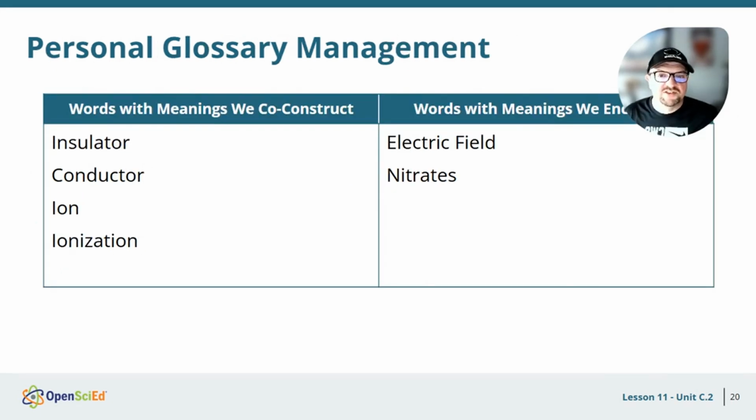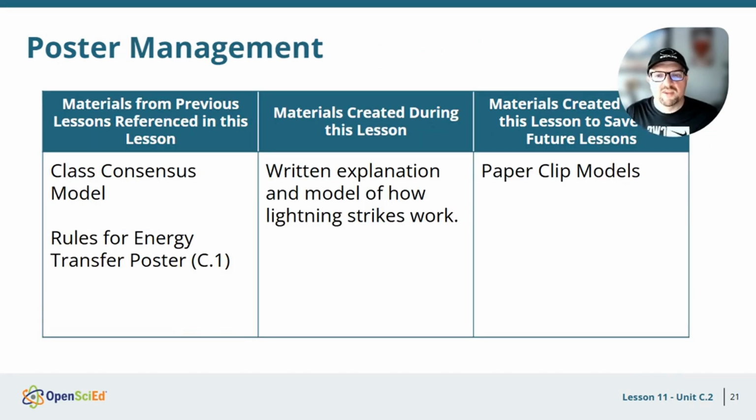At this point in the lesson, students should have already earned the definitions for insulator, conductor, ion, and ionization, and those words can be added to their personal glossaries with the definitions we created. We've also encountered the words electric field again, and nitrates might be new, so those could be things you decide to have students enter there too if they need help with those words. In terms of chart and material management, you'll want to resurface the class consensus model and rules for energy transfer poster from the polar ice unit to help students model their light, sound, and nitrates. Also, make sure to save the paperclip model when you're done. We'll be reusing them in upcoming lessons to make sense of atomic interactions.